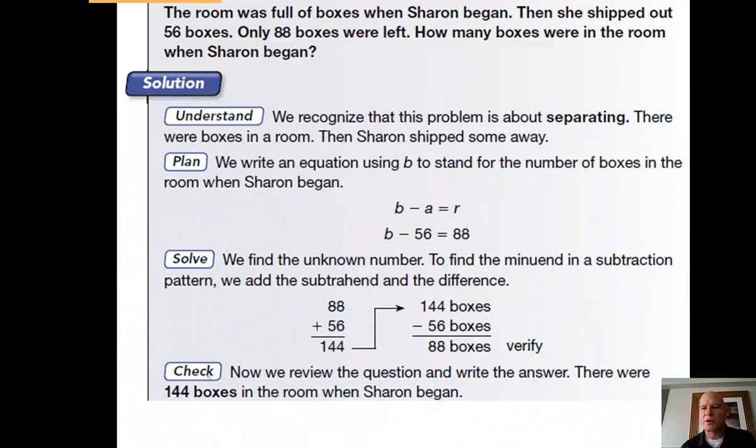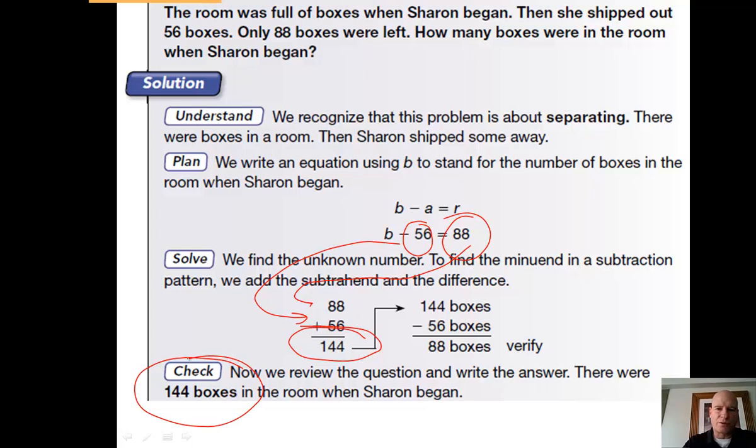We recognize that this problem is about separating also. There were boxes in the room. Sharon shipped some of those away. So we write an equation using B to stand for the number of boxes in the room: B minus A equals R. We know that she shipped away 56 boxes and that she had 88 left over after she was done shipping. So to calculate how many we had to begin with, we're just going to add these two together, the 88 and the 56. That tells us that she had to have started with 144. To verify that she started with 144, if you take the 144 and subtract the 56 she shipped, do you get the 88 boxes that are left over? If you do, you got the correct answer.